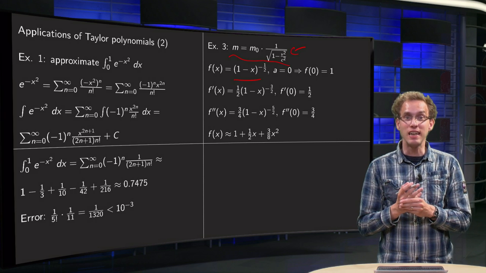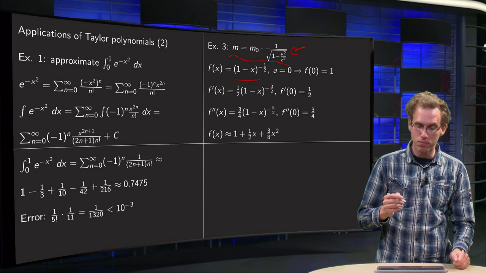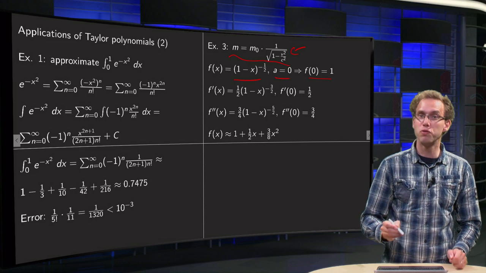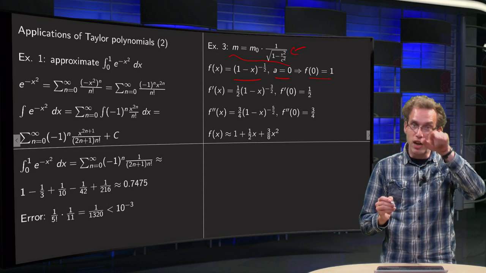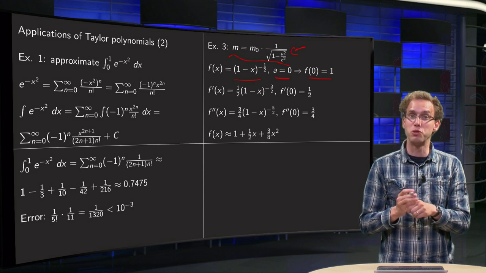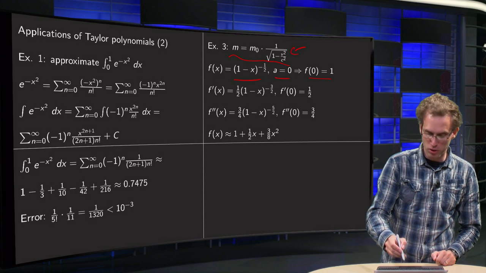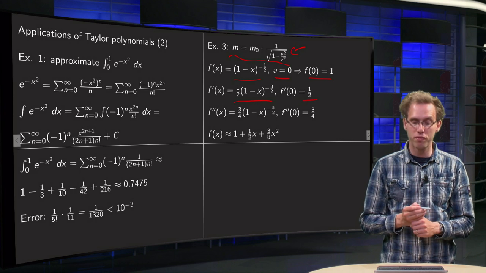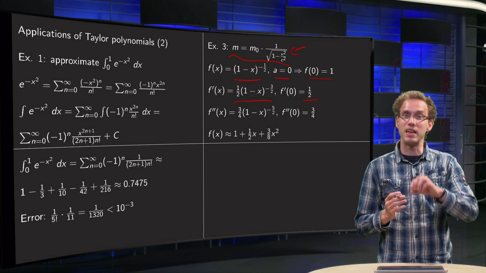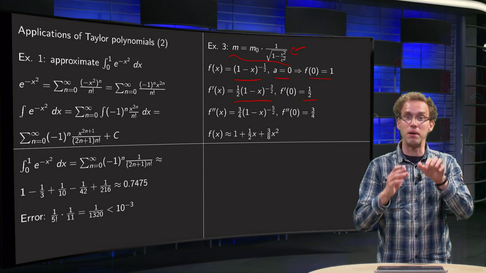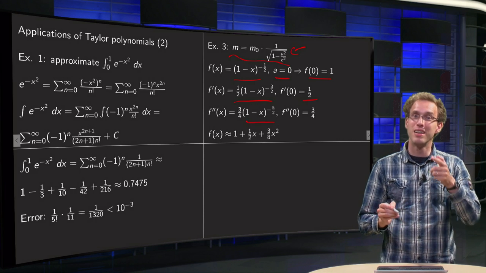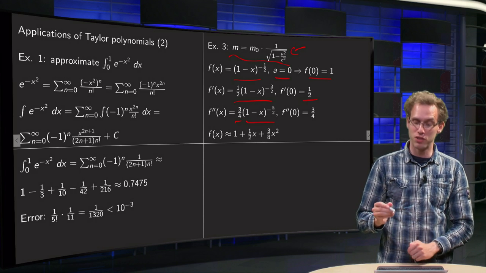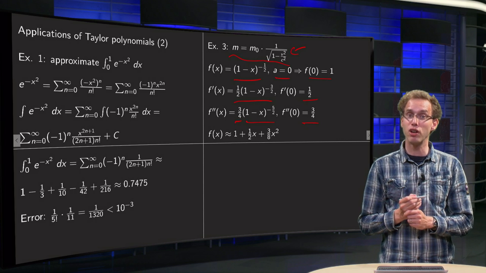Now we can make a Taylor series approximation of f of x around 0. If you plug in a equals 0, we get f of 0 equals 1. And we need f prime. We get minus 1 half, 1 minus x to the power minus 3 over 2 times minus 1 from the chain factor. So here we have our f prime. Plugging in x equals 0, we get 1 half. Differentiate once more. We get minus 3 over 2 times minus 1 half times 1 minus x to the power minus 5 over 2 times minus 1 from the chain factor, so 3 over 4. We plug in x equals 0 again, and we get f double prime of 0 equals 3 over 4.